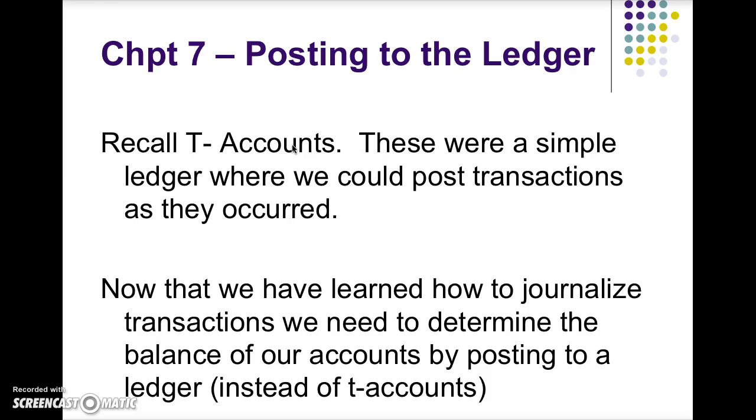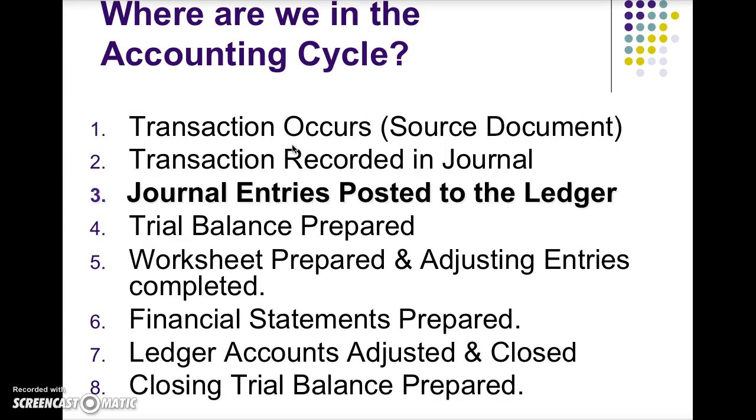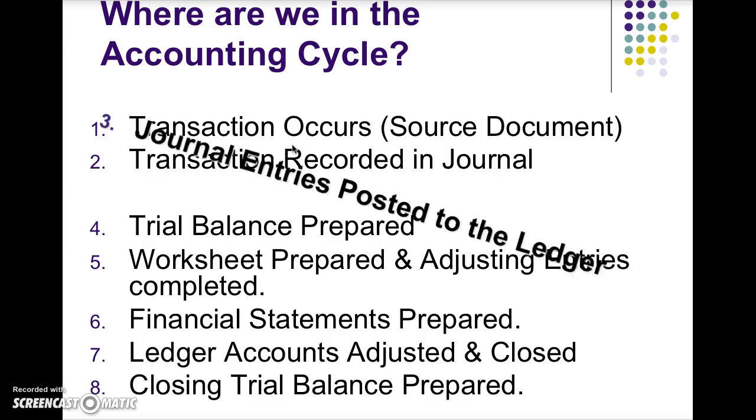Now that we know how to journalize transactions, we need to determine the balance of our accounts. So we do this by posting to the ledger instead of to T accounts. We are now on the third step of the accounting cycle.